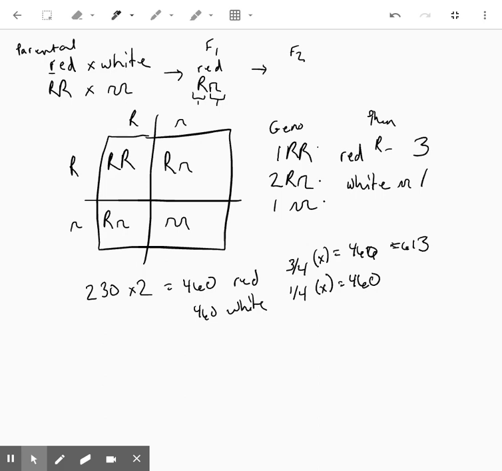divided by 1/4 is 1,840. And so we have to go with the larger value. We need at least 1,840 strawberries grown in order to have in our offspring 460 white, if everything grows according to plan and probability there.